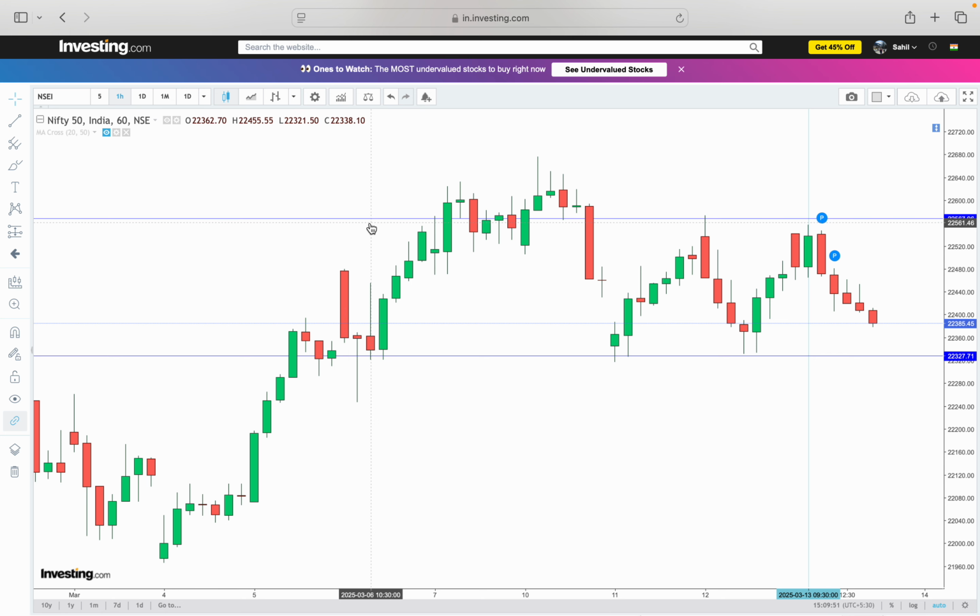We used our assessment to determine that approximately 22,600 would be a resistance for Nifty and 22,300 will be a support for Nifty. Therefore, the objective or the plan for the day is to write 22,600 call and the 22,300 put. This is something that we have discussed in, I think, the last two videos.